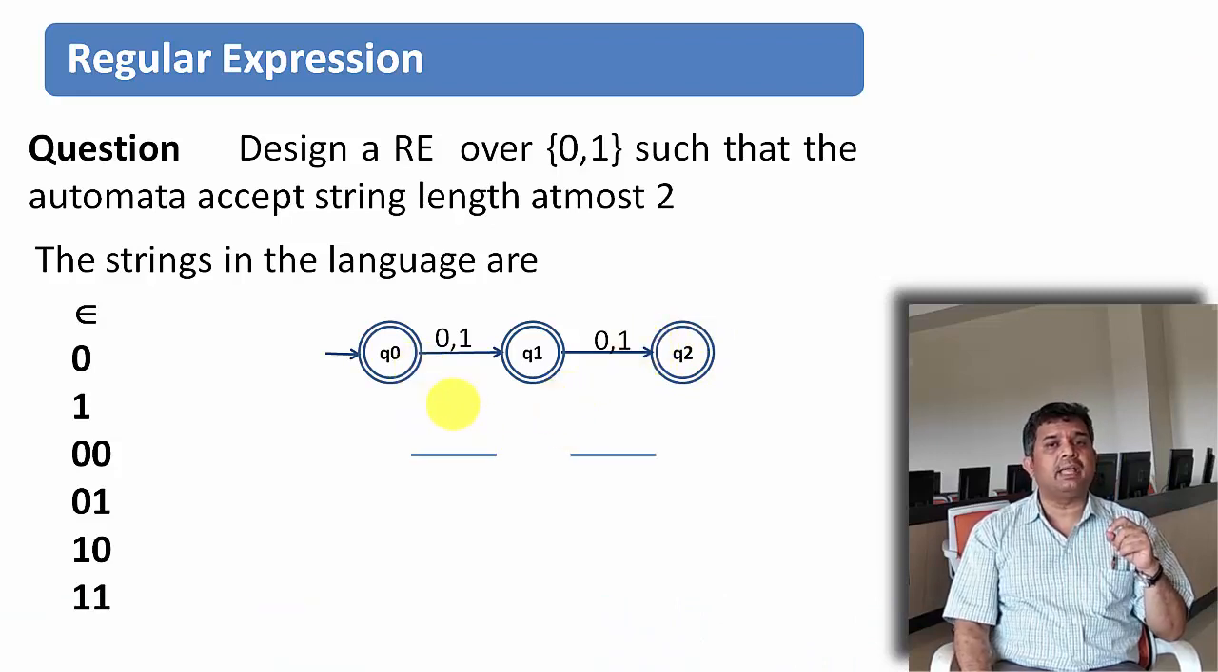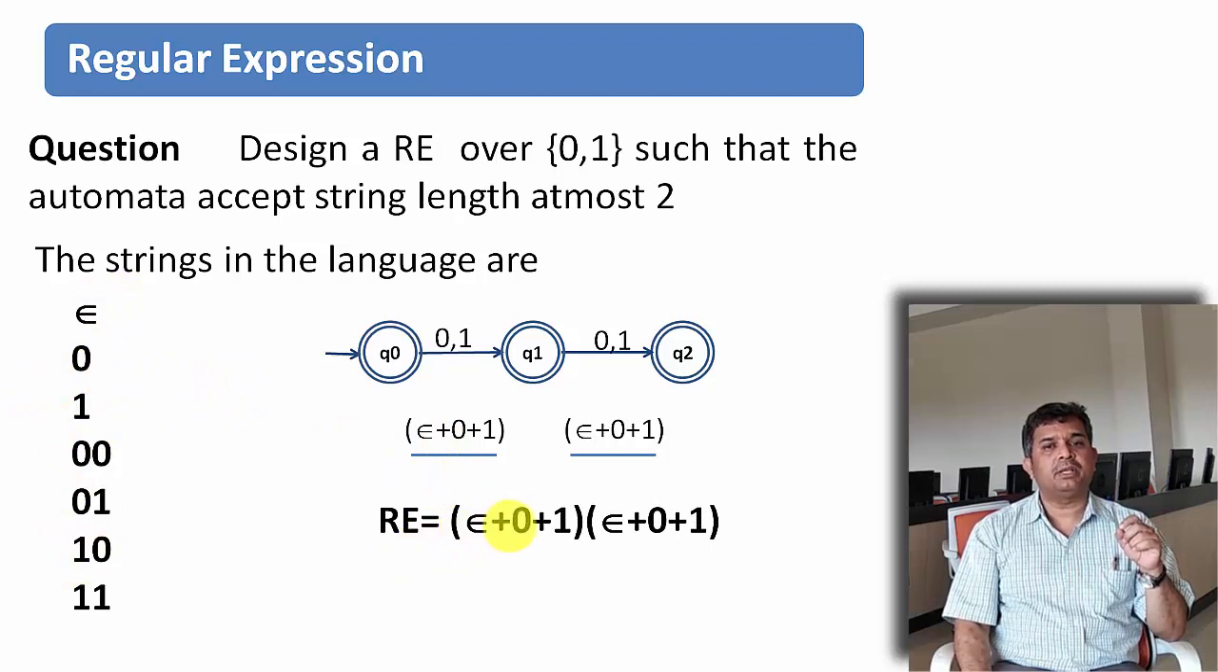It means there are two transitions we are having. The first transition is epsilon, 0 and 1. Why epsilon? Because the initial state has to be the final state also. So that is why we are writing epsilon here, and here also we are writing epsilon. You can see when we concatenate these two, epsilon here and epsilon here, we can generate epsilon. Epsilon in the first, 0 in the second, I can generate 0. Epsilon here and 1 here, I can generate 1. I can do all the permutations and combinations and get these strings. So the regular expression will be (epsilon+0+1)(epsilon+0+1).